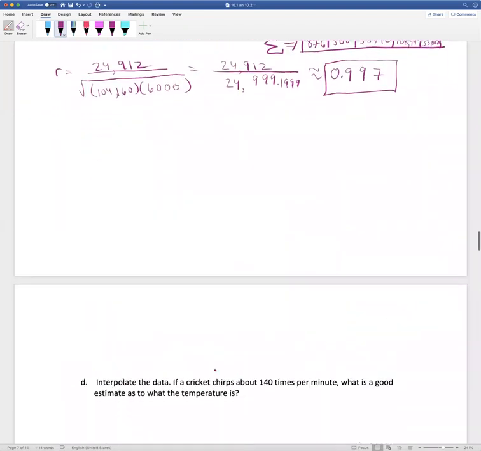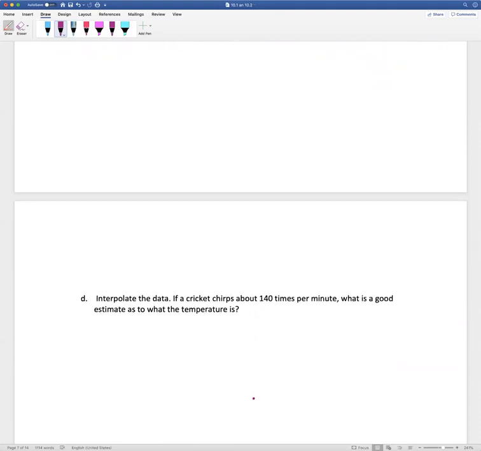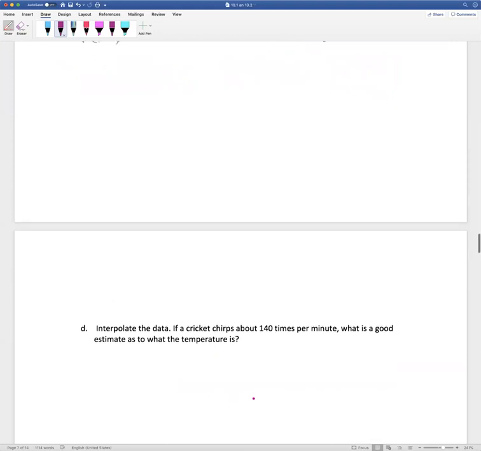Now, the last question says, interpolate the data. If a cricket chirps about 140 times per minute, what is a good estimate as to what the temperature is? So when we ask you to interpolate something, that means we're going to look in the range of the data that we have.